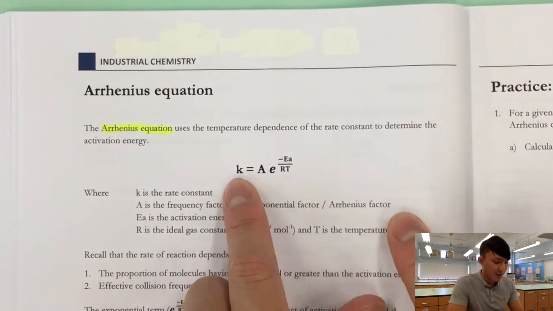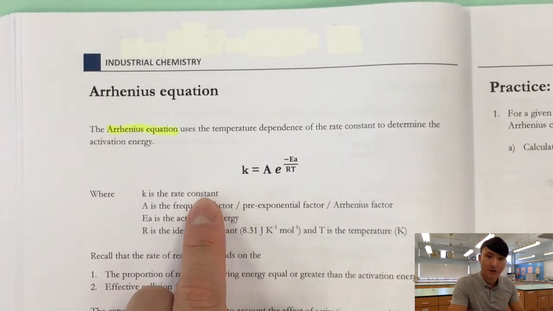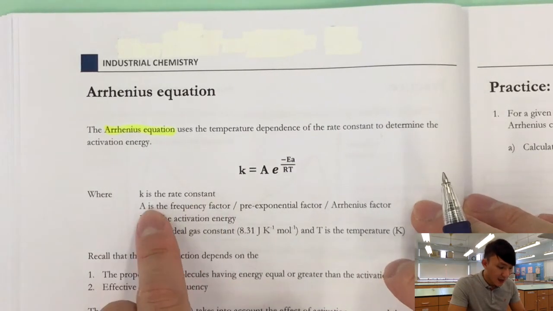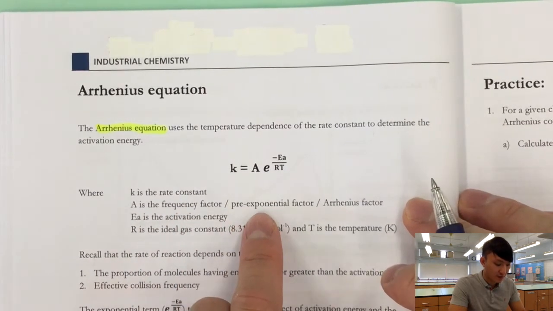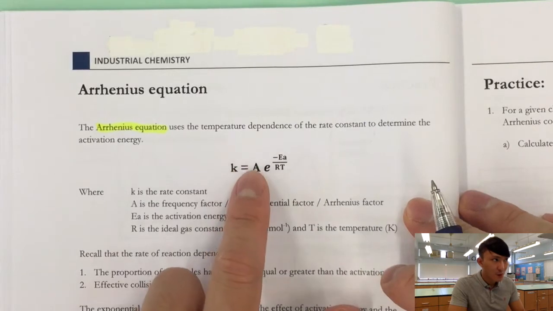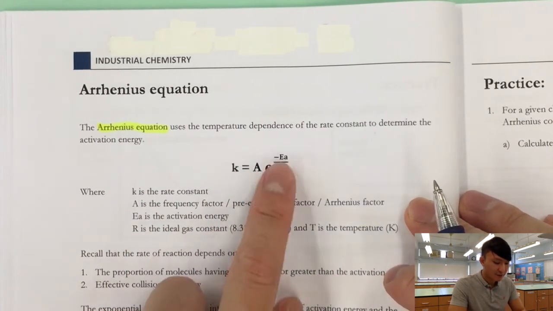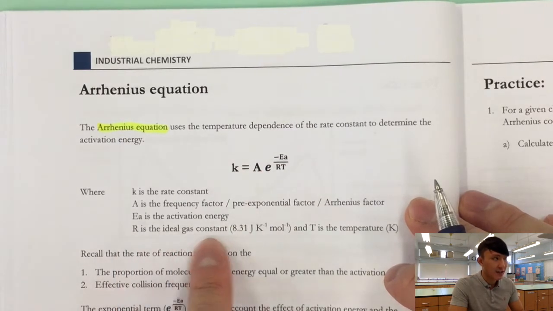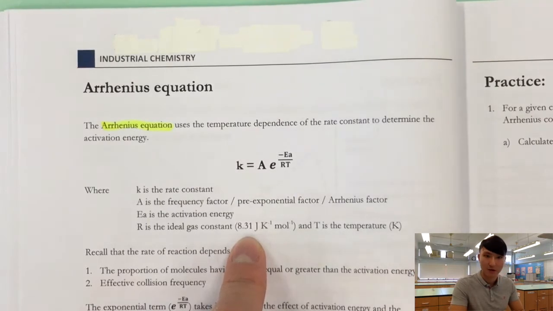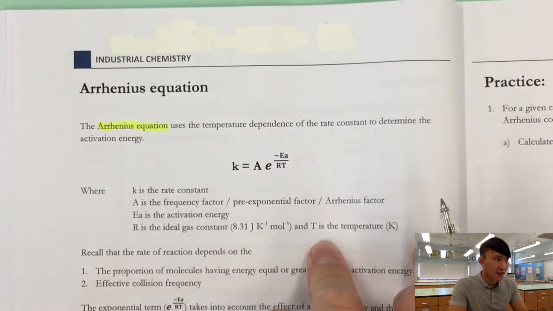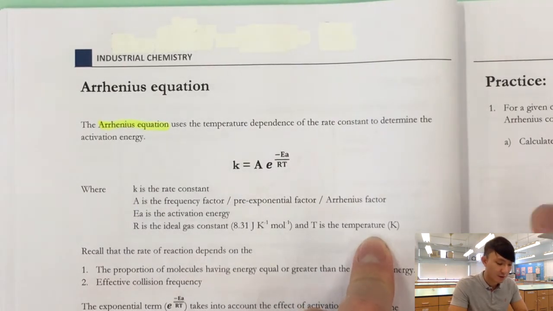First of all, k is the rate constant. Again, the larger the rate constant, the faster the reaction. A is a constant. We call it the frequency factor, or pre-exponential factor, or Arrhenius factor. We will talk about this factor later. Ea stands for activation energy. R stands for the ideal gas constant, which is another constant, and it is always 8.31. And T is temperature, but bear in mind, it must be in Kelvin. It must be in Kelvin.